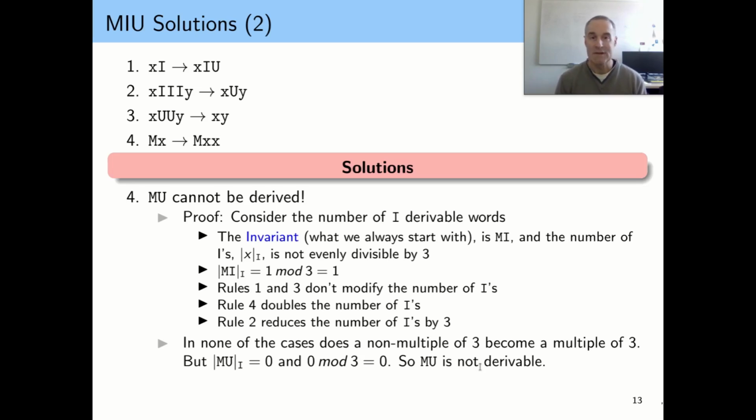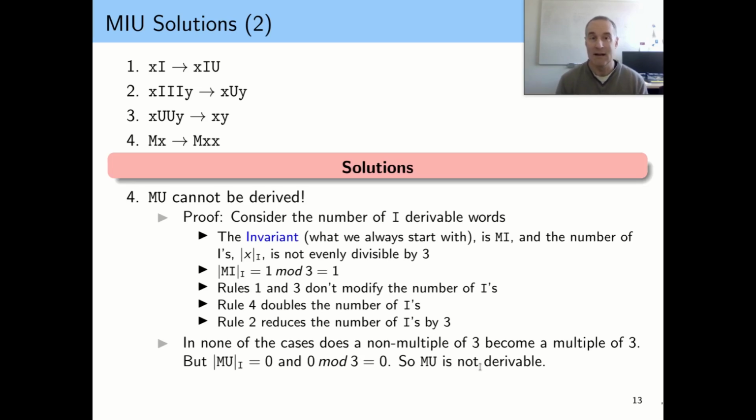Rule 4 doubles the number of I's. Okay, so we can have 1, 2, 4, etc. And Rule 2 reduces the number of I's by 3. But in no case does a non-multiple of 3 become a multiple of 3. So play with that a little bit, see if you can convince yourself of that fact. But we have to have the cardinality of I being 0. Okay, and so as a result, it's not possible to get rid of all of the I's.